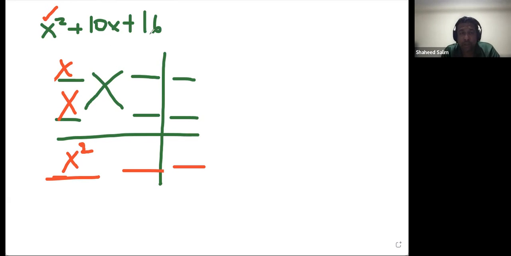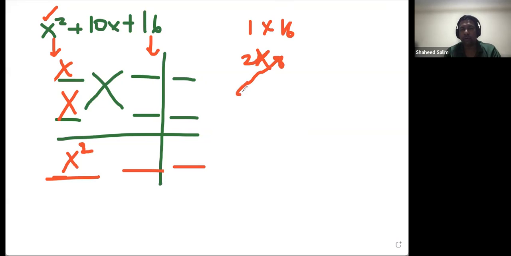Next one we do is the third term. This one out here is the third term. This one is the first term. So what times what equals 16? Now there are various possibilities. There's 1 times 16. Hold on, sorry. There's 1 and 16, right? There's 2 times 8. There's 4 times 4. Sorry, it's smudging.